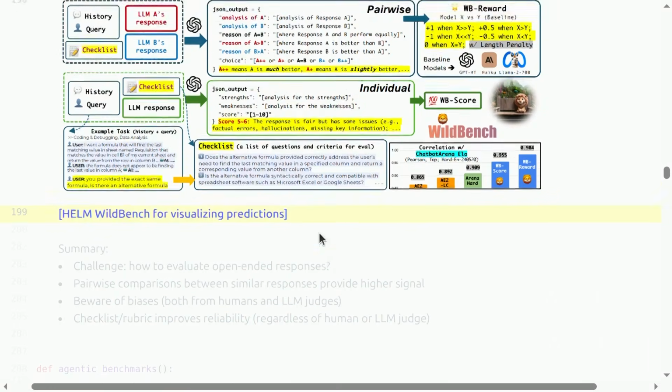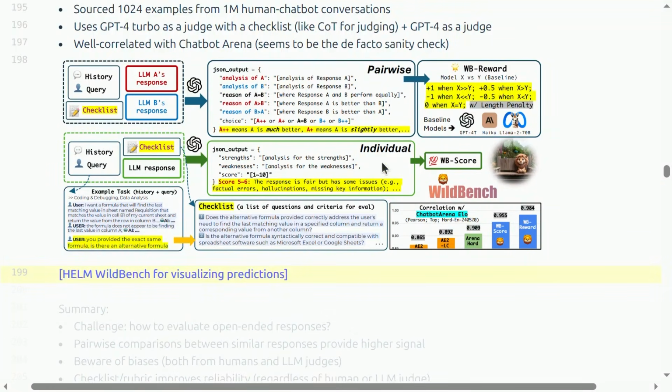So they did this also. They showed correlation with Chatbot Arena, which admittedly is a little bit circular, because then you can ask, well, is Chatbot Arena really the ground truth? But at least we're all in the same boat together.